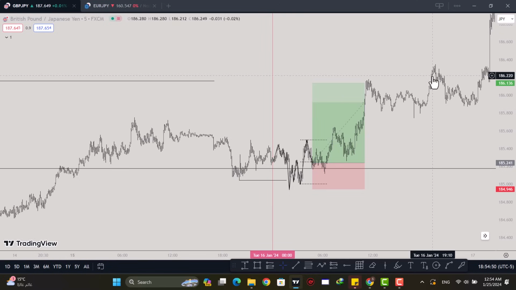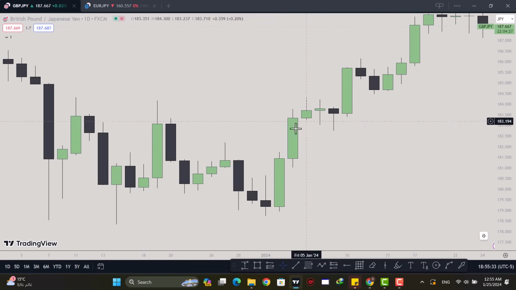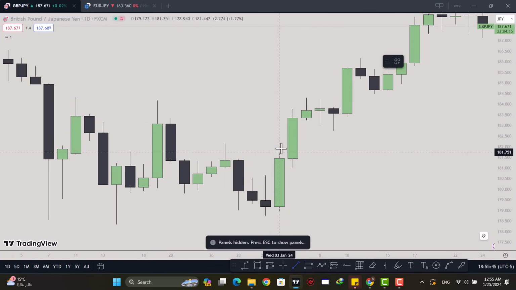Now let's move on to another example that is not valid. So another example, which was just before this example, is this one right here. So what do we have? We have an expansion higher, right? We lift a fair value gap. Excuse me. We lift a fair value gap right here.